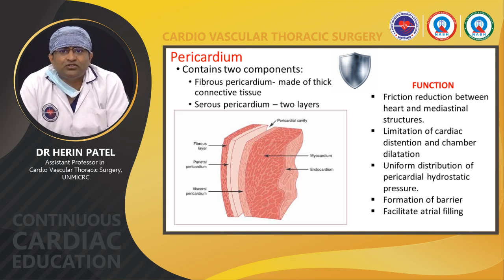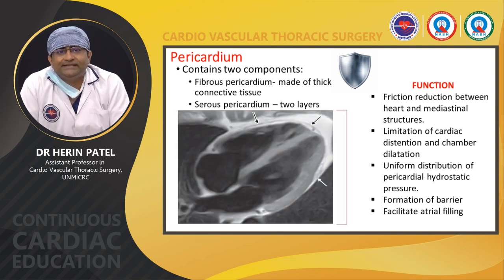Uniform distribution of pericardial hydrostatic pressure. It also forms a barrier between the heart and the surrounding structures and thus limits the spread of infection. It also facilitates atrial filling by providing uniform hydrostatic pressure.